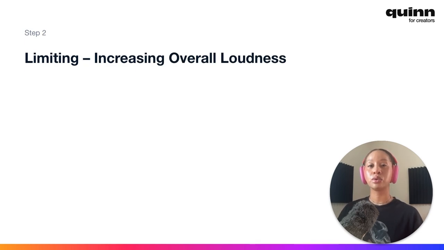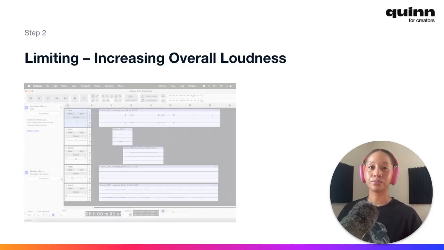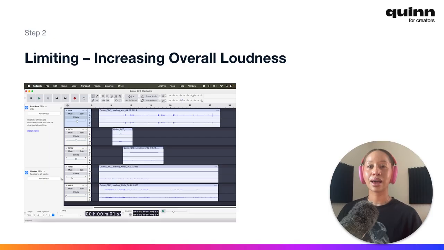Step 2, we'll add our limiter. A limiter works similar to a compressor by raising the quiet parts, but instead of simply lowering the loud parts, it limits your audio from going beyond a set loudness level. In Audacity, add a limiter as an effect on your mastering effects track. Go to Add Effect, Audacity, Limiter.